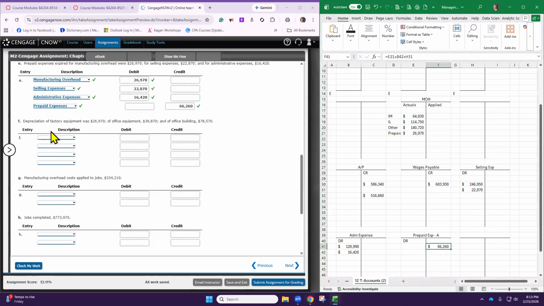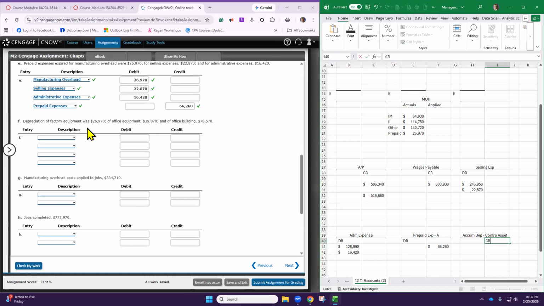All right. Okay. Depreciation of the factory. Okay. So we're going to have factory. We're going to have office equipment and building. So we've got one manufacturing overhead and two amounts. And then we've got accumulated depreciation as the credit. So I'm going to put accumulated depreciation here. And it is a contra asset. Okay, so that means it's going to have a credit balance.